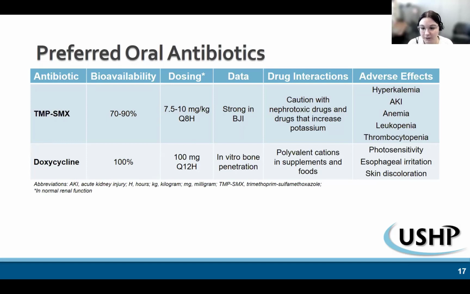Lastly, we have doxycycline, which has very good bioavailability. It's dosed twice daily. It does have some data on in vitro bone penetration as well. Drug-drug interactions are similar to the fluoroquinolones, and some unique adverse effects such as sun sensitivity, esophageal irritation, and skin discoloration.